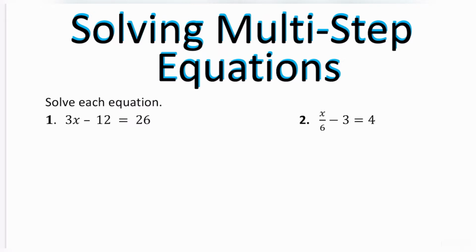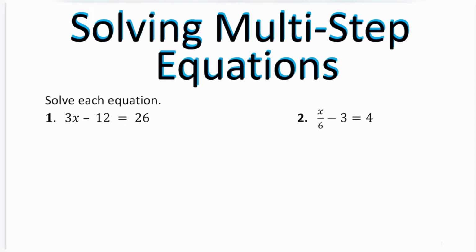So in question number 1, solve each equation. 3x minus 12 equals 26. Before I can do anything with the 3 next to the x, I have to first isolate it, which means let's get rid of the negative 12. To get rid of the minus 12, I'm going to do plus 12 to both sides. Now, it's really important for you to keep your work organized. Try to keep everything aligned so that you don't make a mistake. So now I bring down the 3x is equal to 26 plus 12, which is 38.